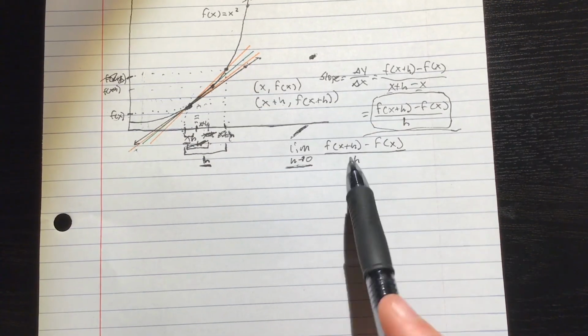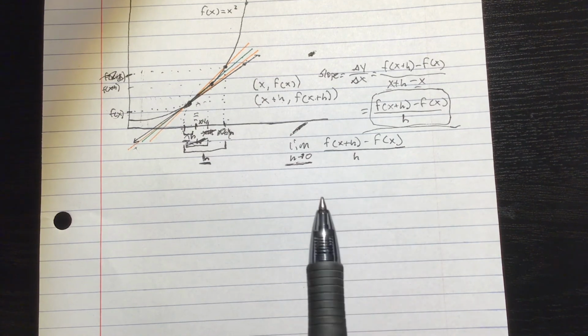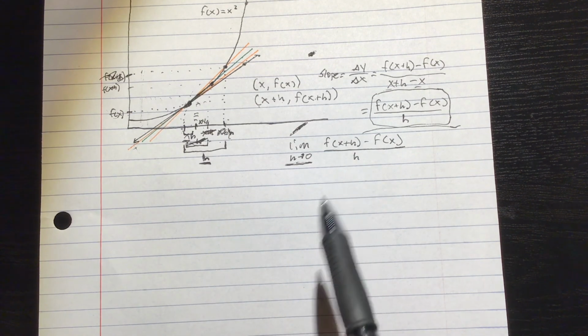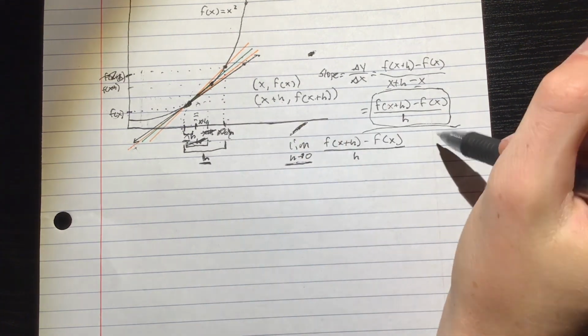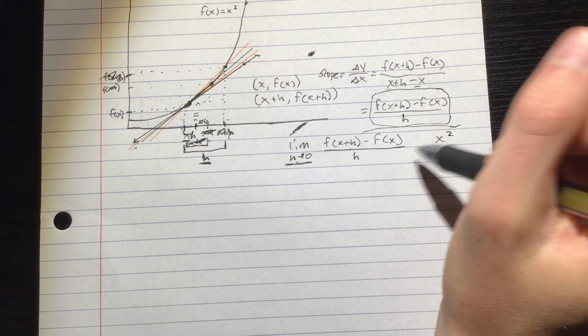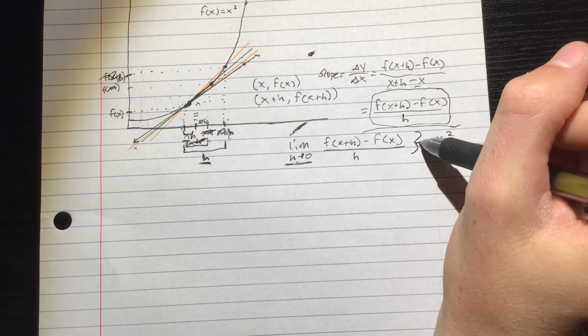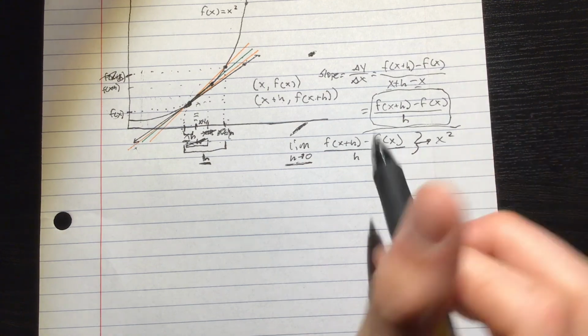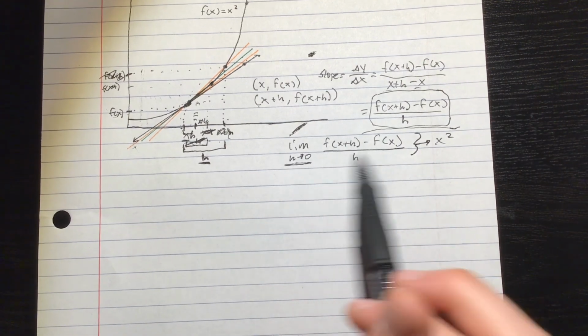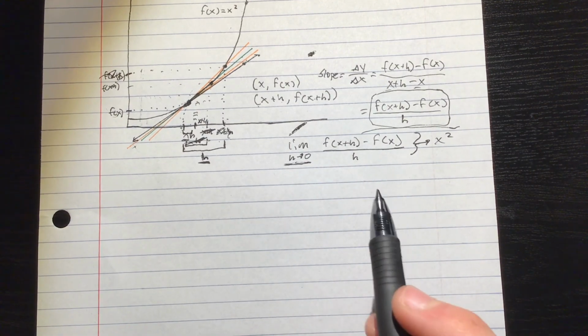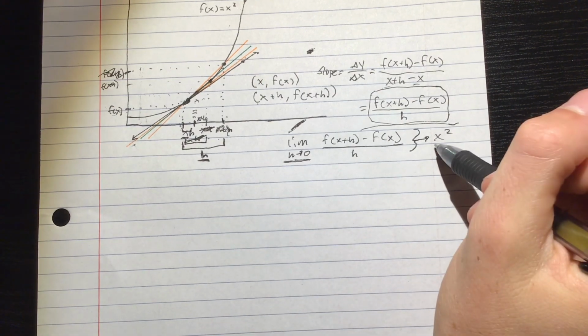So that is where the definition of a derivative comes from. And now when you have actual functions, like we had an x squared up here, you can apply this formula to x squared or any function and find what the limit is as h approaches zero, and that is the definition of that function's derivative.